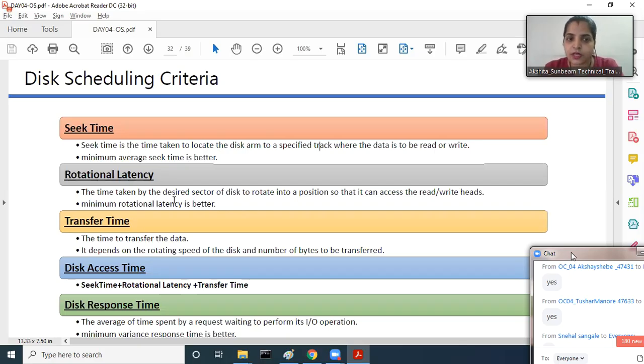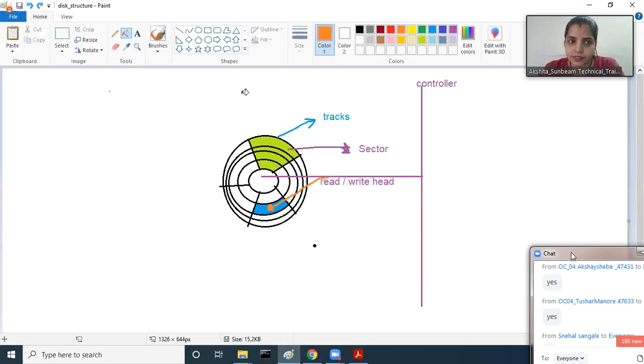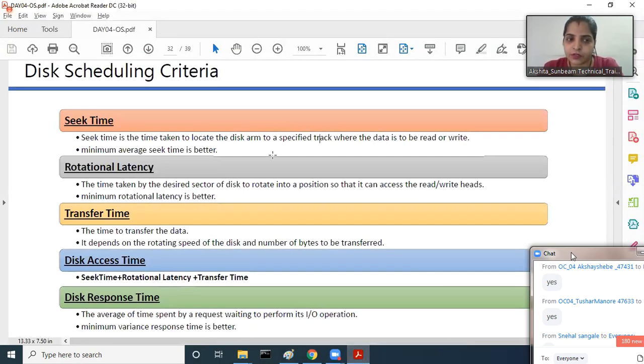What is rotational latency? When I say disk, the disk always rotates in a circular fashion. If I'm over here, then obviously it takes more time to rotate and come to the current data. So that is basically latency, or you can say delay. It is the time taken by the desired sector of the disk to rotate into position so that the read write head can access it. That is called rotational latency.